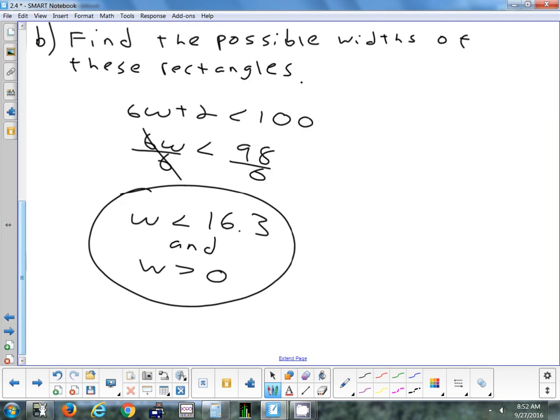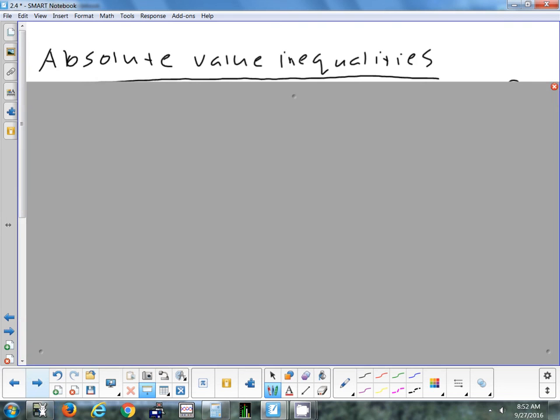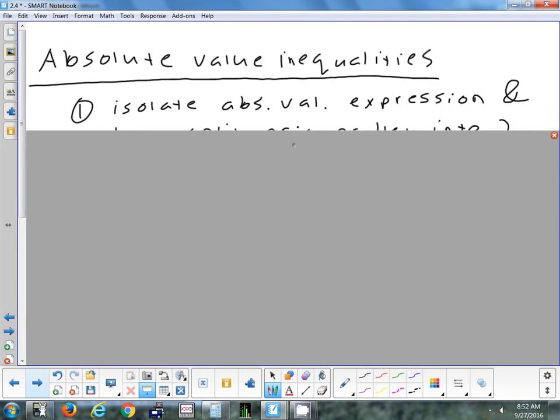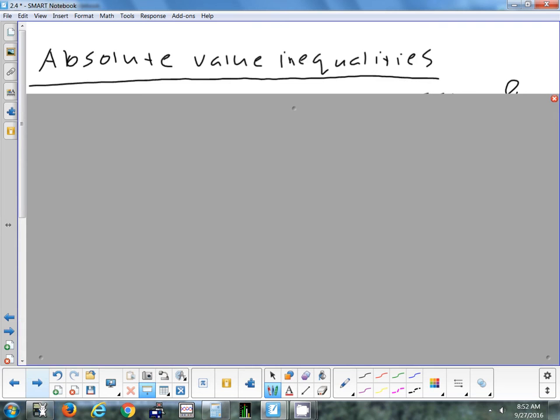All right, and let's take a look at the last type, which involves absolute values. Okay, so some absolute value ones we'll just do algebraically, and then a couple of them we're going to graph on the calculator because they're a little tricky.